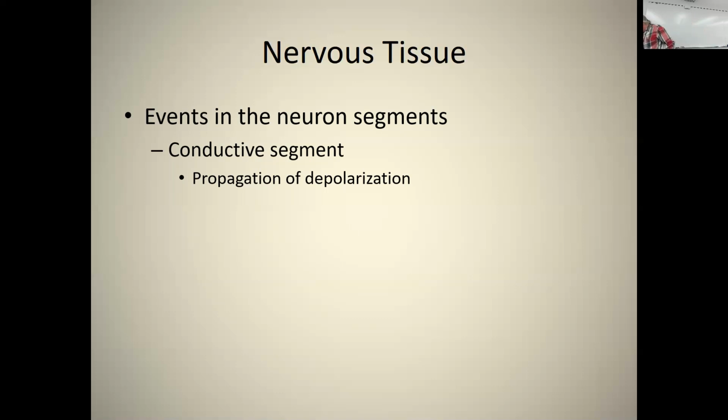Okay. So propagation of depolarization, propagation of repolarization. So you're depolarized first, and then you're repolarized. So you start off negative, you go positive, you go back to negative. And this brief reversal of charge moves down the axon. We'll show you later on how it moves down the axon.